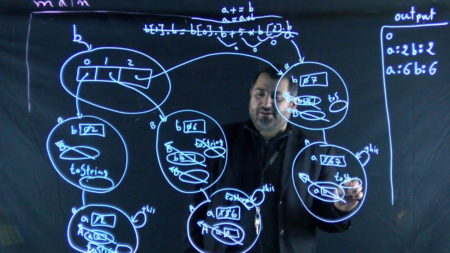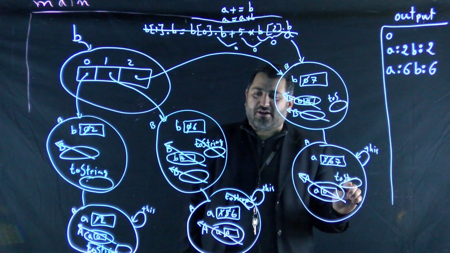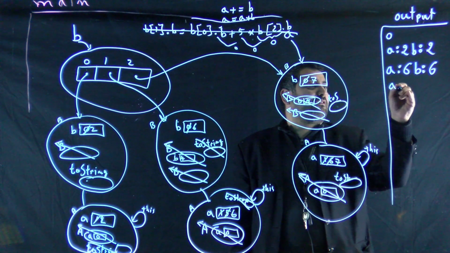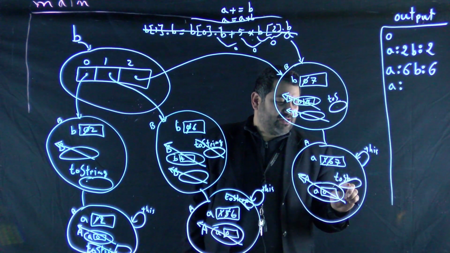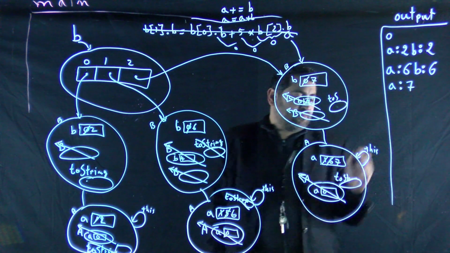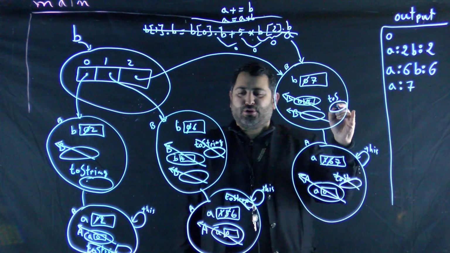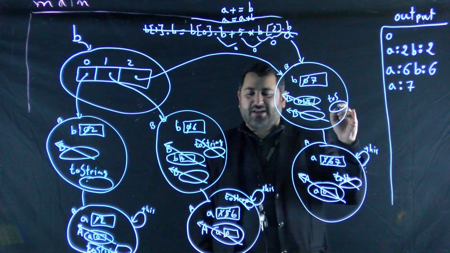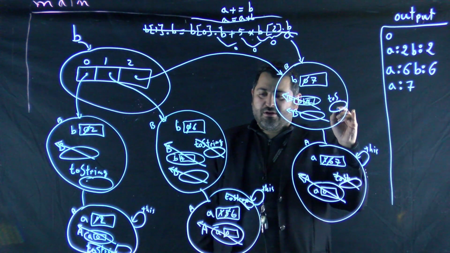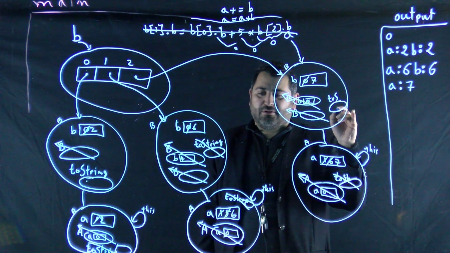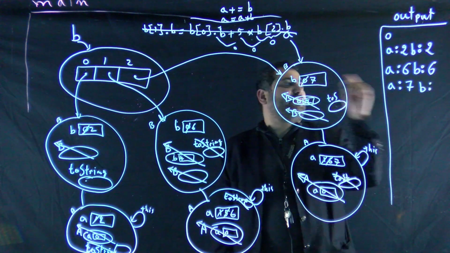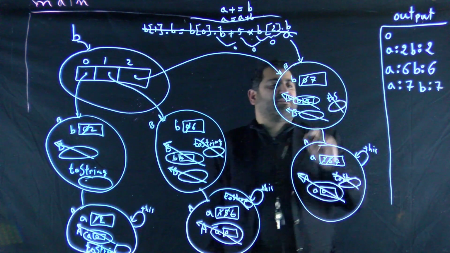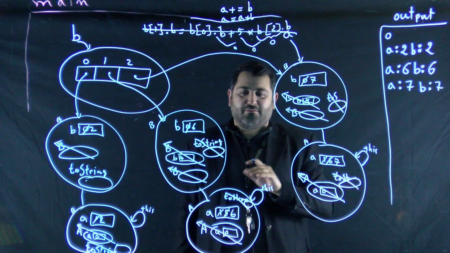And the toString of this instance is going to say return A colon plus A. So where's A? 7. This is done. It's going to come back here. So the toString inside B says plus B colon B. So B colon, where's B? 7. Done with this. Now I'm back to main.